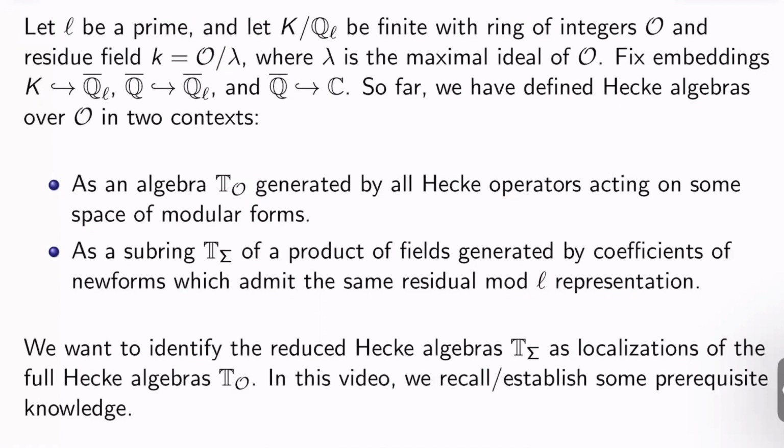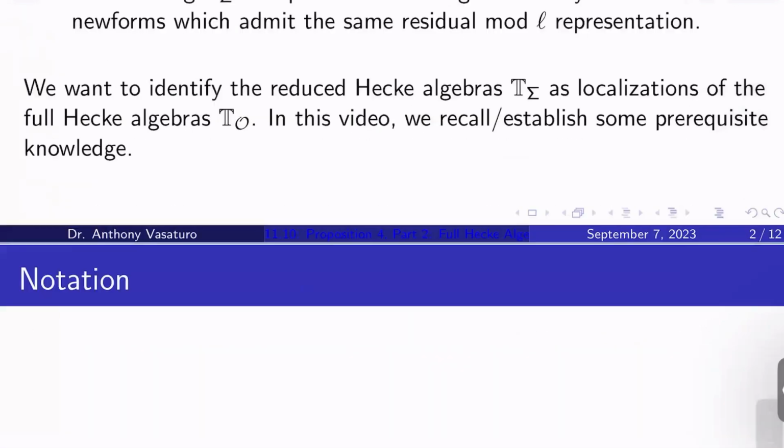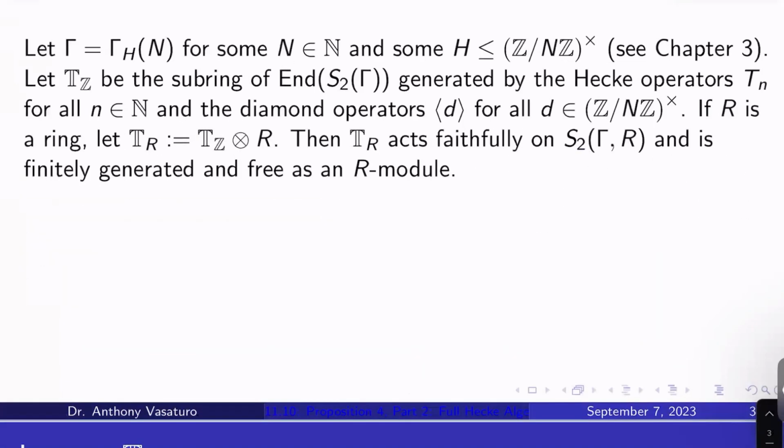So what we're going to need to do is identify the reduced Hecke algebras, as we call them, T_sigma, as actual localizations of the full Hecke algebras T_O at certain maximal ideals. And so the goal of this video is going to be to establish some prerequisite knowledge to be able to do that. Okay, so the notation is as follows.